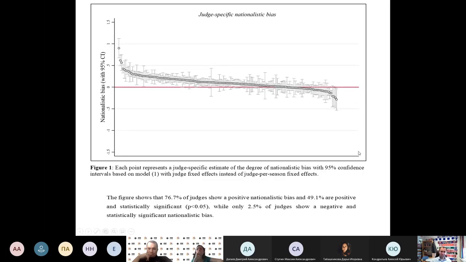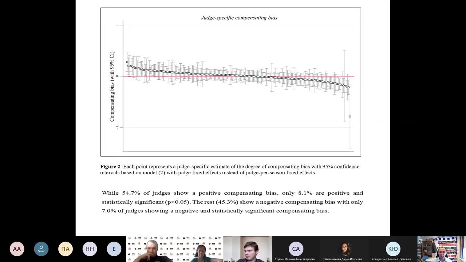Then we said, you know what? Maybe there are some outliers, and this is why the result is driven. So we checked for every judge whether he assigned higher or lower scores to his compatriot, and we see that 77% of judges show a positive nationalistic bias, with almost half of them positive and statistically significant, and only 2.5% of judges show a negative and statistically significant nationalistic bias. So no outliers. This is a very strong result with regard to all the judges, or more or less all the judges. Now we'll talk about whether it is really all the judges or not.